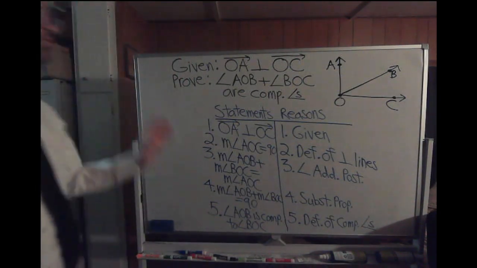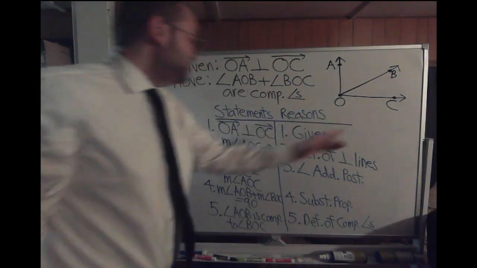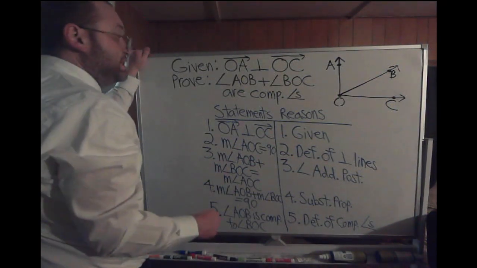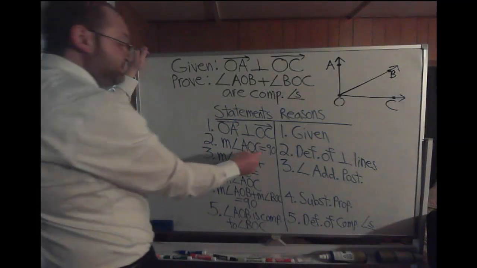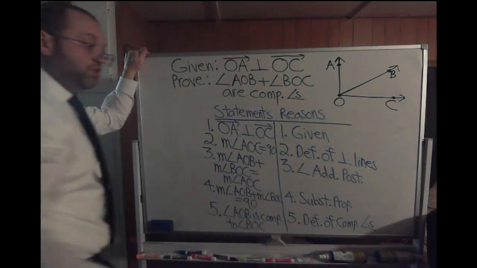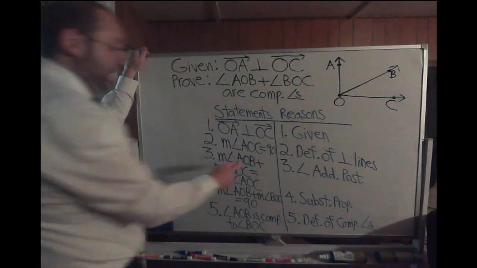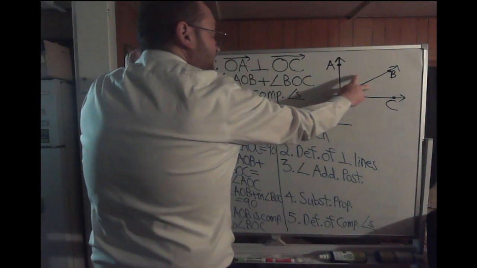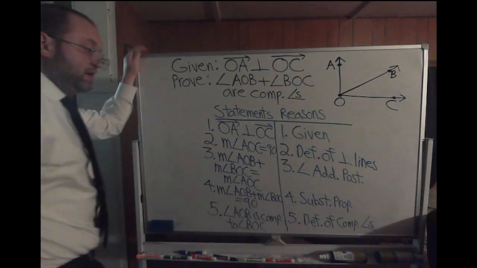Okay, so let's go over this proof again here. We were given that ray OA is perpendicular to ray OC. That was the given statement. Now, the next thing we did, since ray OA is perpendicular to ray OC, that means the measure of angle AOC would have to equal 90. That's simply by the definition of perpendicular lines. Well, we know now for statement 3, the measure of angle AOB plus the measure of angle BOC, if you add those two together, you'll get the measure of angle AOC.